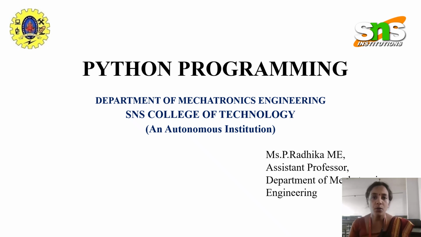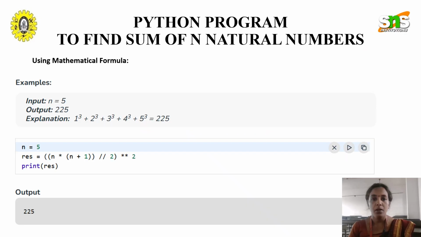Hello all. In this video, we will be learning about Python programming and specifically the sum of cubes of n natural numbers. We have several methods to add the sum of cubes of certain numbers. Here we have three methods. The very first one is using the mathematical formula. The input I'm going to give is n equal to 5. The output I have to get is 225.